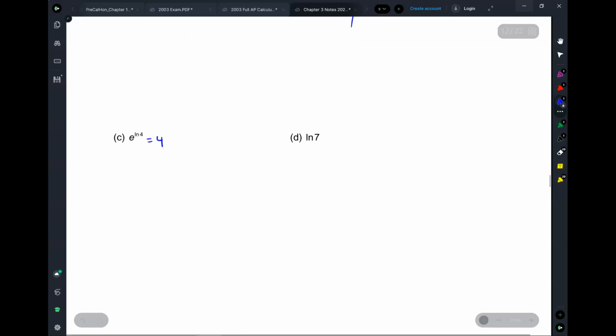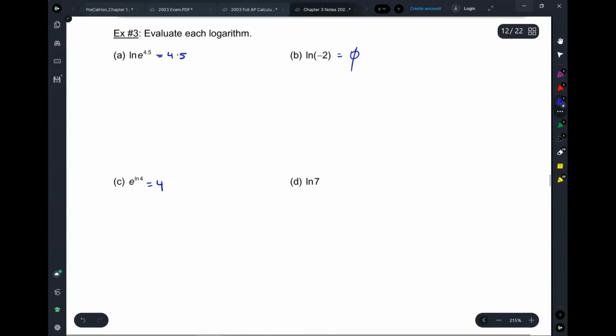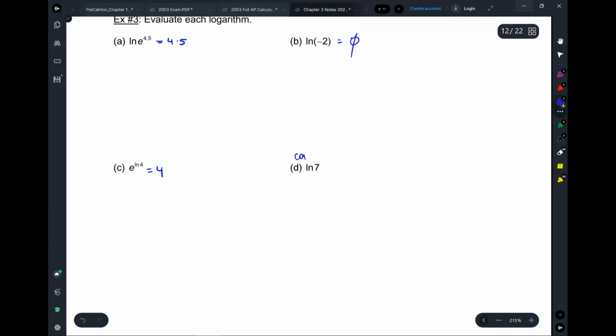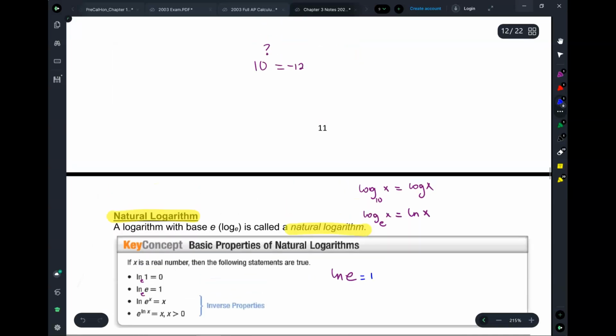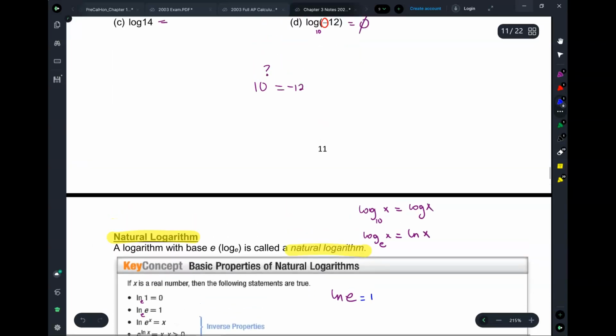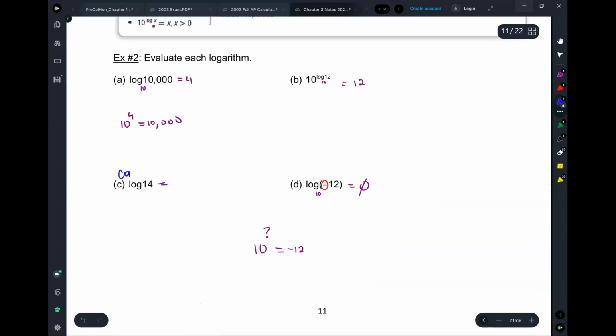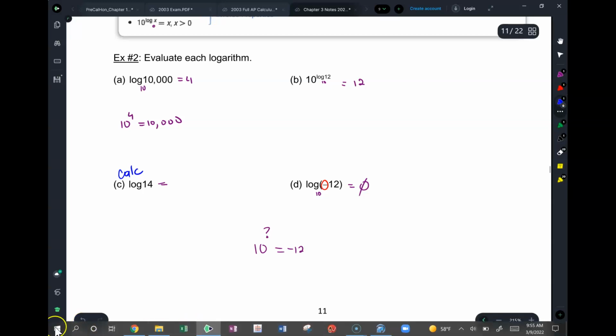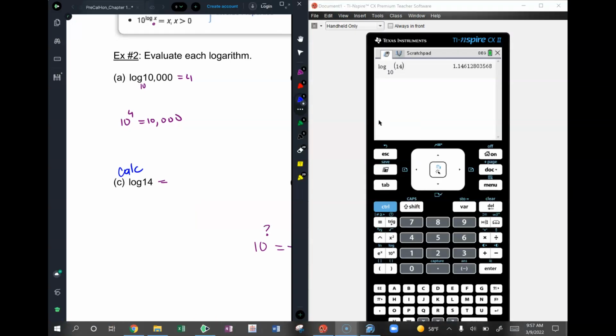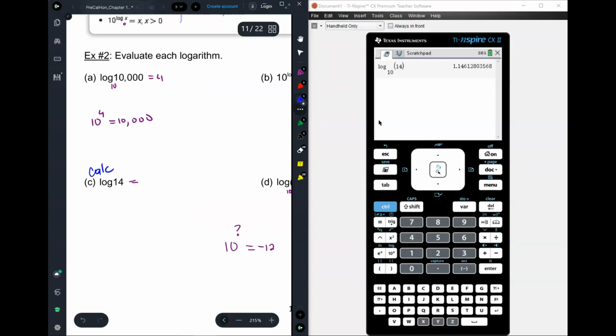Okay, now, ln of 7, you have to do on a calculator. And also the one we skipped here, you have to do on a calculator. Those are the only two of all of the stuff we did today that will be on a calculator section. So, you can go ahead and take out your calculators, please, and just plug them in.